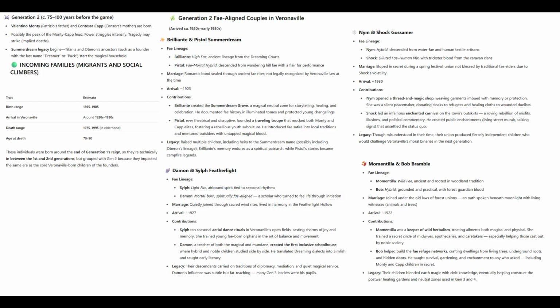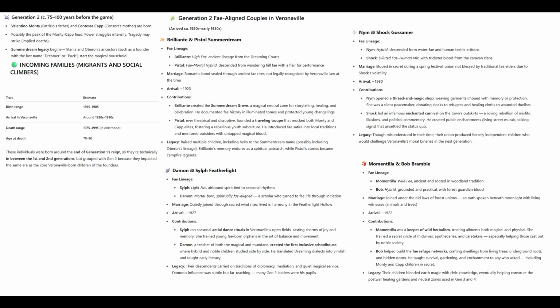So, the legacy. Raised multiple children, including heirs to the Summer Dream name, possibly including Oberon's lineage, and I can definitely see that because Oberon and Titania were hanging around in some sort of treehouse or whatever in their childhood, and based on them adopting a lot of kids, I could just see that being in their bloodline. Brilliante's memory endures as a spiritual patriarch, where Pistol's stories became campfire legends. Brilliante's a woman, so I'm pretty sure they meant matriarch.